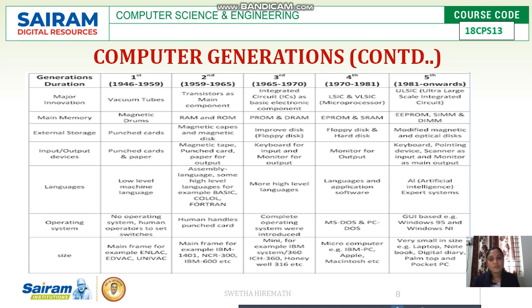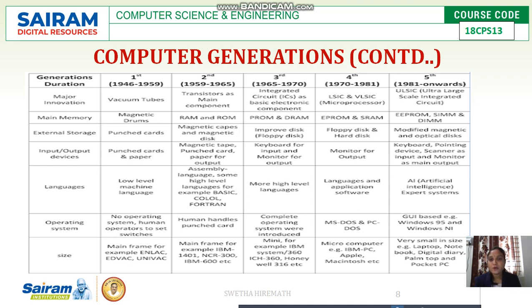For operating systems, in the first generation there was no operating system, only human operators to set the switches. Whereas in the second generation, humans handled punched cards, and in the third generation, complete operating systems were introduced. In the fifth, MS-DOS and PC-DOS and GUI, graphical user interface, Windows 95, 98, 2000, all these were introduced.